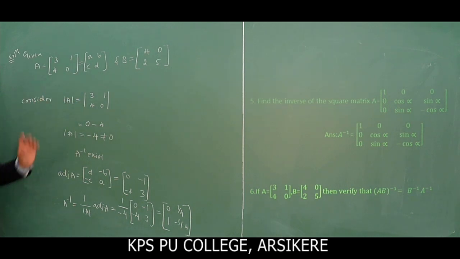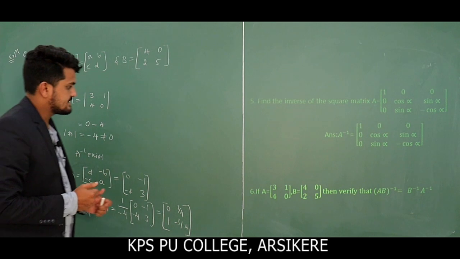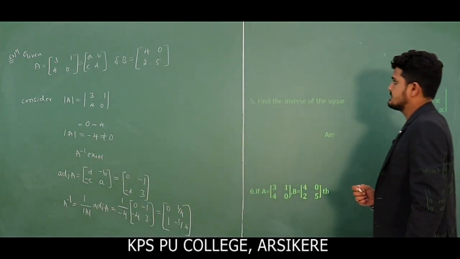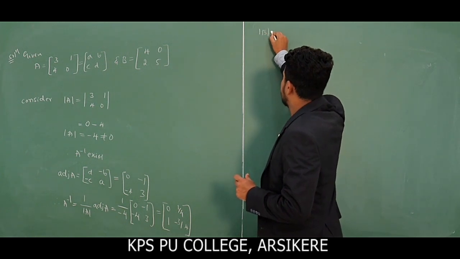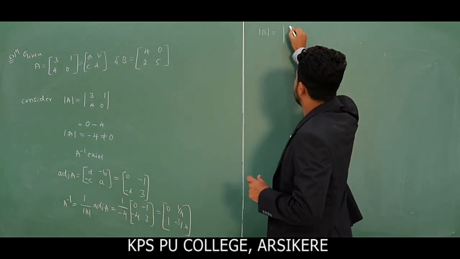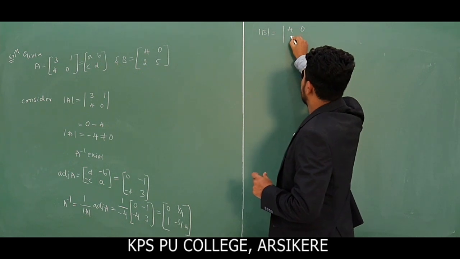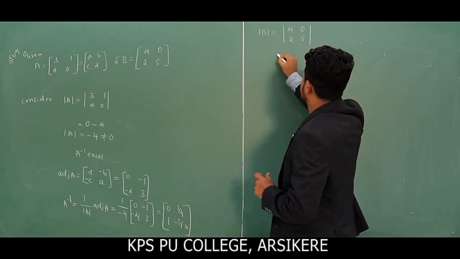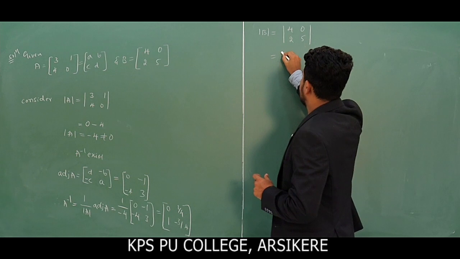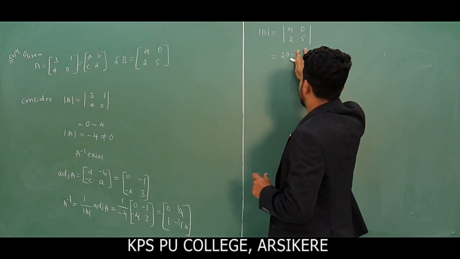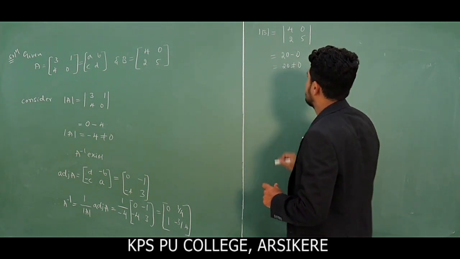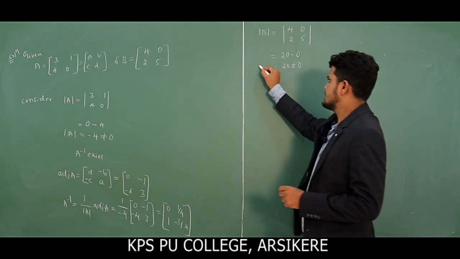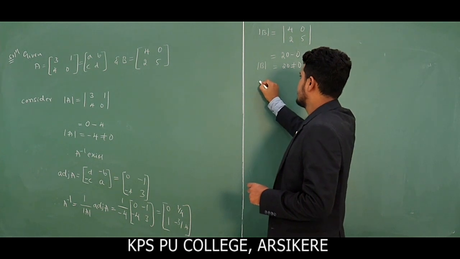So next consider matrix B. We have to first find the determinant of B. So the determinant of B is equal to the determinant of 4 0 2 5, right? Which is equal to 5 fours are 20 minus 2 into 0, which is equal to 20, not equal to 0. This is the value of the determinant of B.